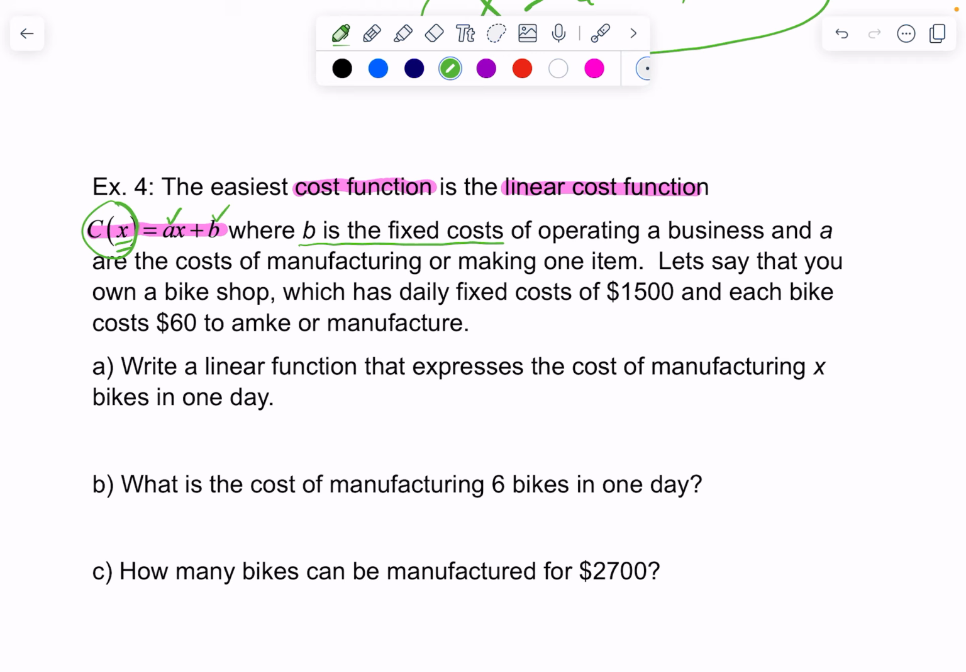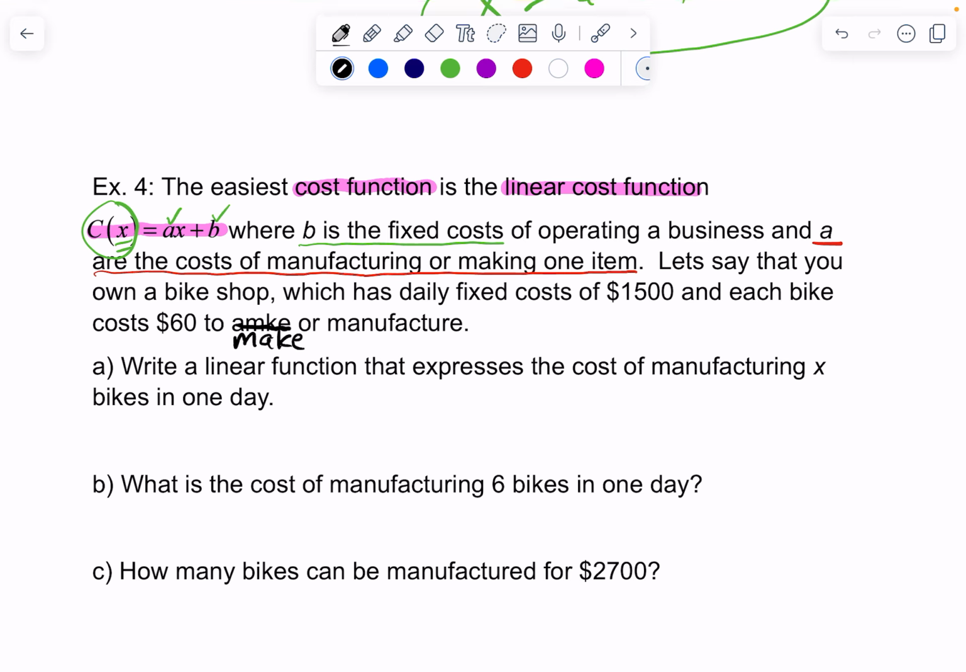And the a are the costs of manufacturing or making one item. So let's go on, and the a in this case is the slope. So let's say that you own a bike shop which has daily fixed costs of $1,500, and each bike costs $60 to make, sorry about this typo here, to make or manufacture.